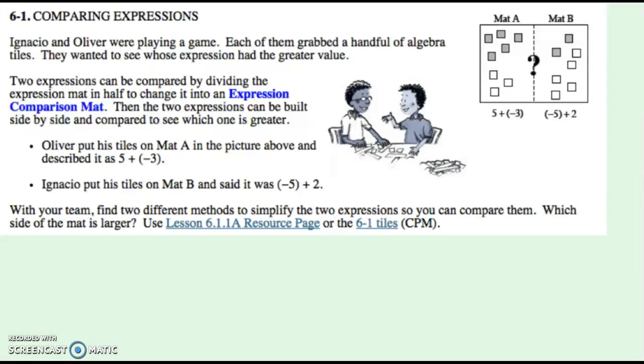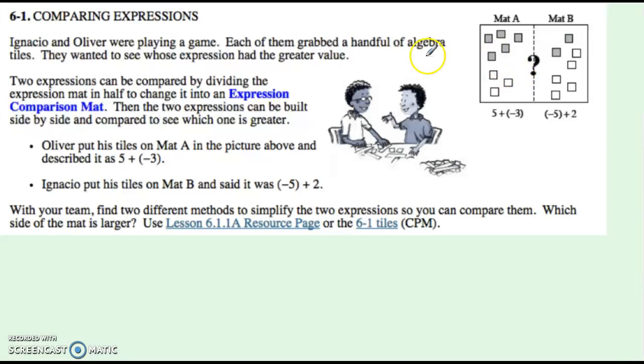Oliver put his tiles on mat A in the picture above and described it as 5 plus -3. You can see that in mat A over here. Ignacio put his tiles on mat B and said it was -5 plus 2. With your team, find two different methods to simplify the two expressions so you can compare them. Which side of the mat is larger? For this problem, I will be your team. So you should have this resource page to do this. If you don't have one yet, make sure you ask your teacher.